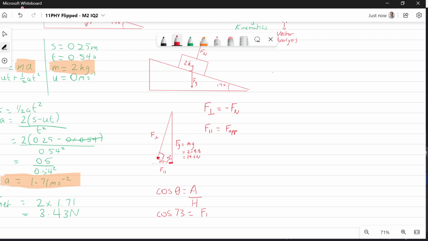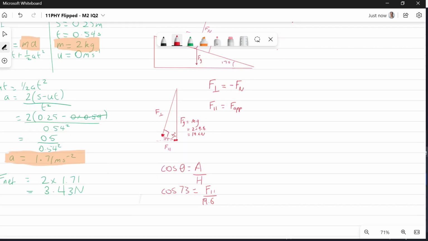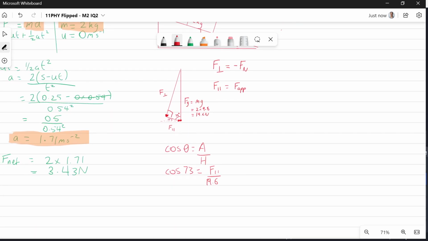Substituting in what we know, that means that cos of 73 is going to be equal to our F parallel, which is also our applied force here, divided by the hypotenuse, which is 19.6. We can then rearrange to solve for the parallel force by multiplying up 19.6. So F parallel is equal to 19.6 times cos of 73, and that is equal to about 5.73 newtons. And as we said before, this is the applied force which is being placed onto the block.